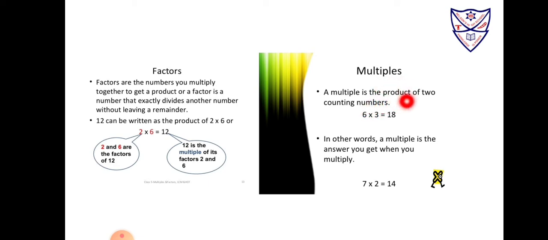Now, let us understand about multiples. A multiple is the product of two counting numbers. For example, here we have taken a multiple of 6. 6 threes are 18. So these are two counting numbers' product. Product means multiplication. The answer is 18. So in other words, a multiple is the answer you get when you multiply. If we multiply 7 and 2, we get the product 14, which is a multiple.